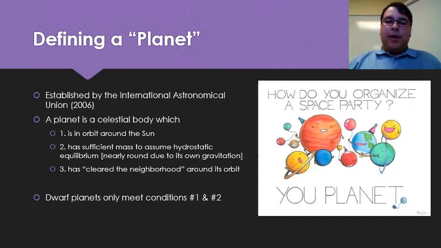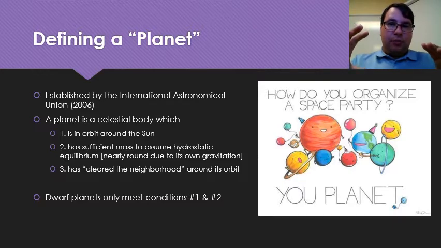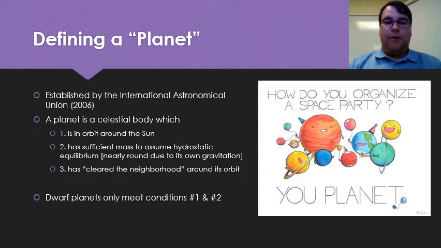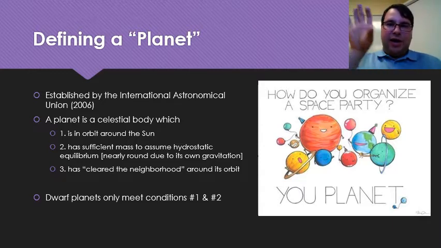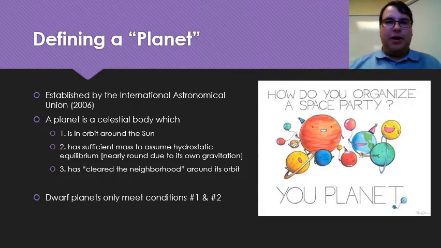Two, the planet has to have sufficient mass to assume hydrostatic equilibrium. What does that mean? Well, if we're getting to what we call hydrostatic equilibrium, basically we're saying that the planet has enough mass that due to its own gravitational pull, it is round. It is near round, it's near spherical, if you will. It cannot be some kind of jagged looking object that is going to just be pointing all over the place, or an oblong object. It does need to be round of some sort.